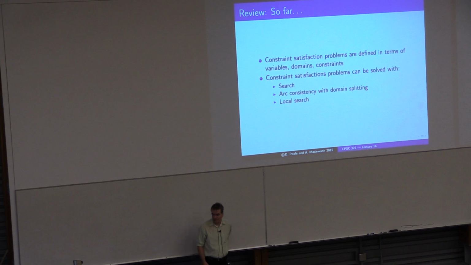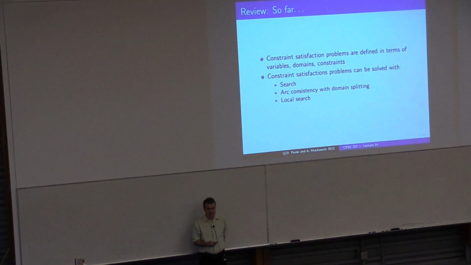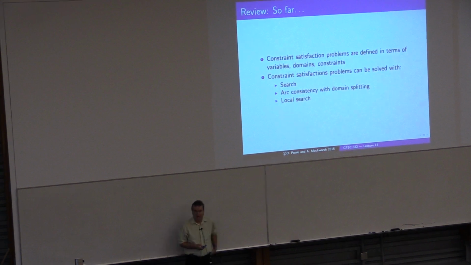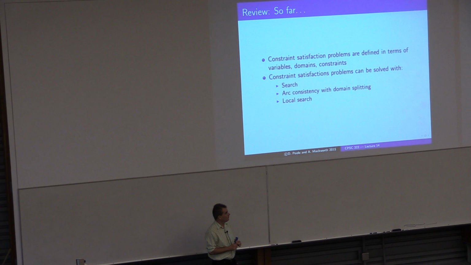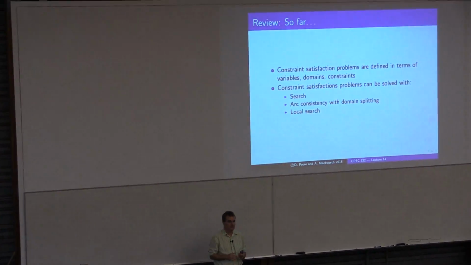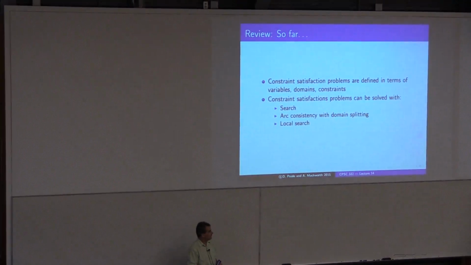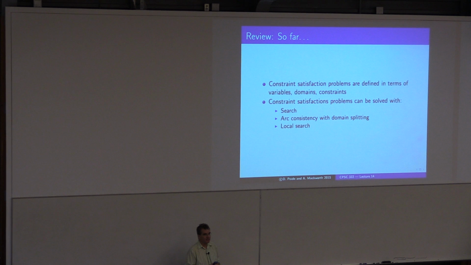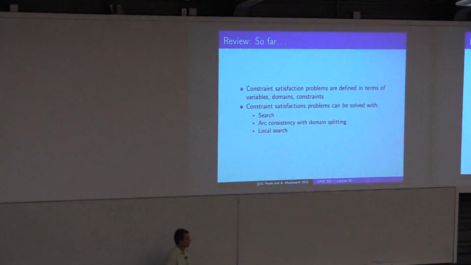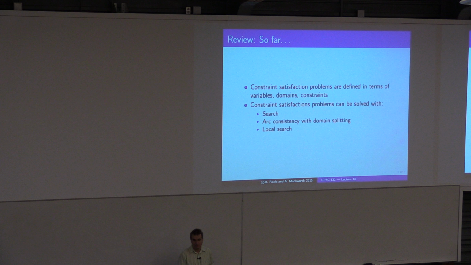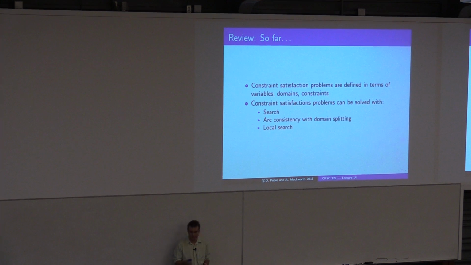So what we've done so far in constraint satisfaction is we've looked at constraint satisfaction defined in terms of variables, domains, and constraints. And then we looked at 3 different algorithms for solving them. One is to search, to split on variables until you find a solution. The second one is arc consistency with domain splitting. Together, we can use those for solving constraints. And the third one we started last time was about local search. And what we're going to do today is keep talking about local search. Okay, does anyone have any questions about any of these?